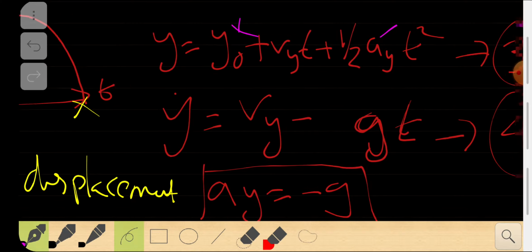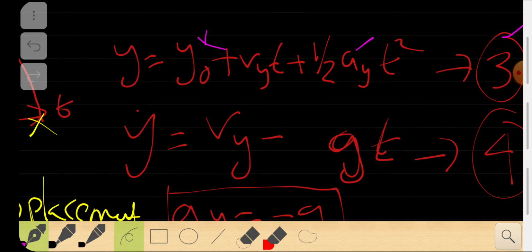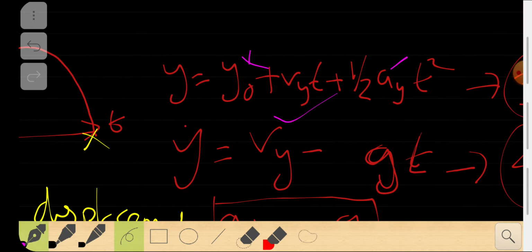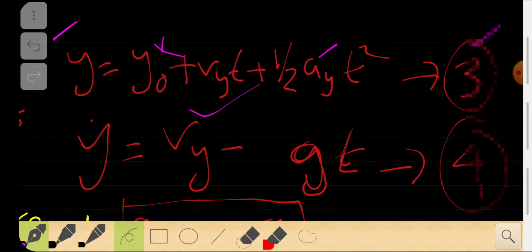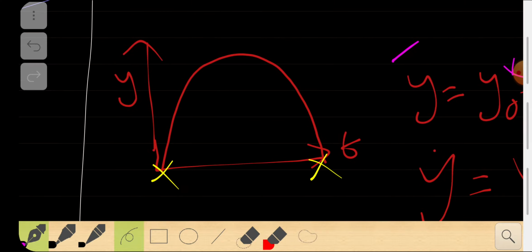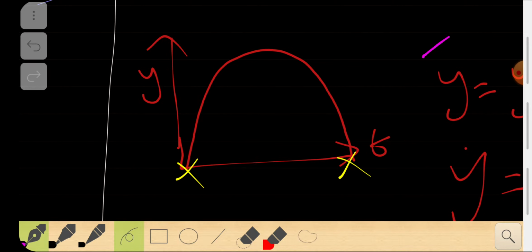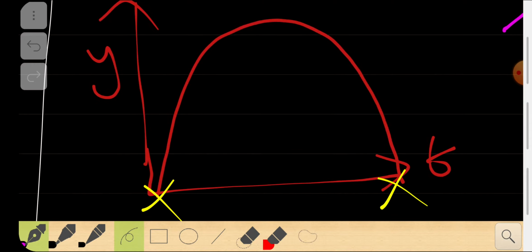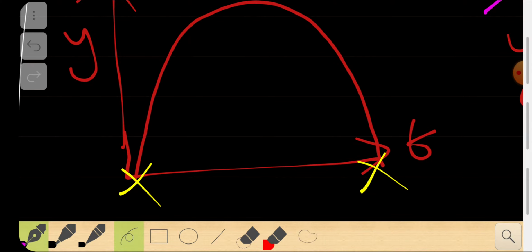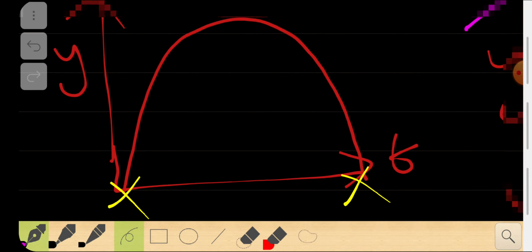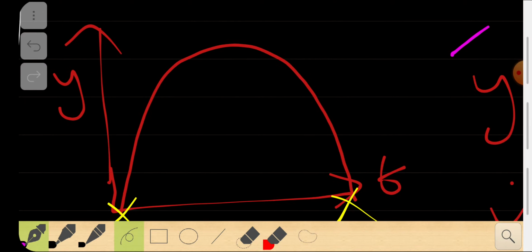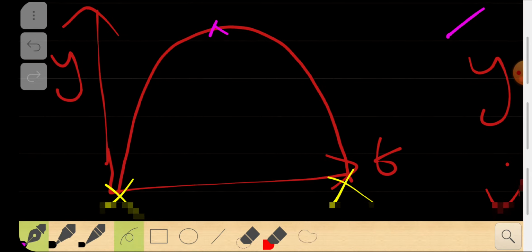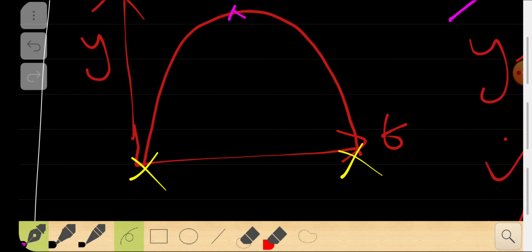Now if you plot this graph of position versus time, from the third equation, you'll find that the plot looks like this. That means the position is going to increase, the displacement is going to go high up to a maximum and then come back down to the ground. So that's what's going to happen.